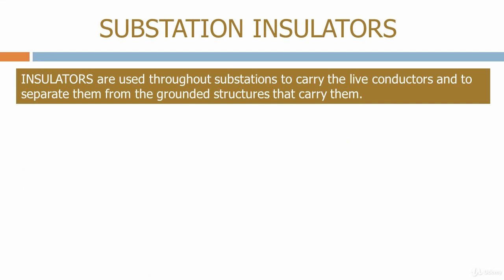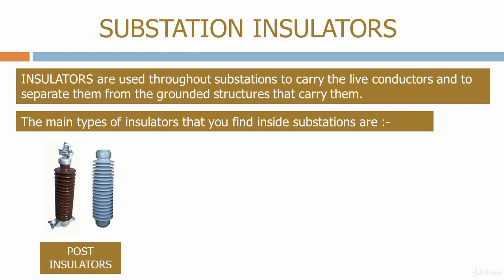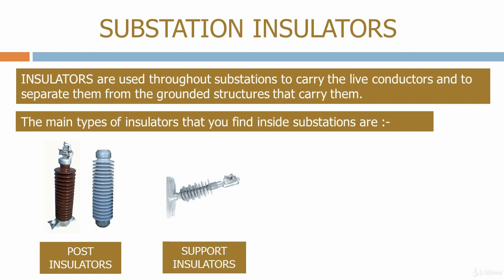Insulators are used throughout substations to carry the live conductors and to separate them from the grounded structures that carry them. The main types of insulators that you find inside substations are post insulators. These carry the conductors and bus bars that connect all of the equipments together. Support insulators. These carry the line conductors and keep them a fixed distance away from the grounded gantries and structures.